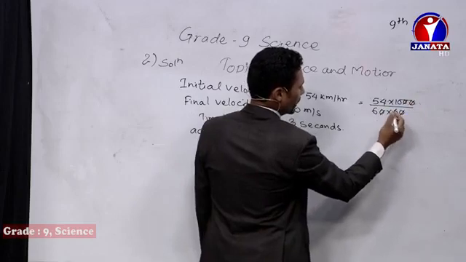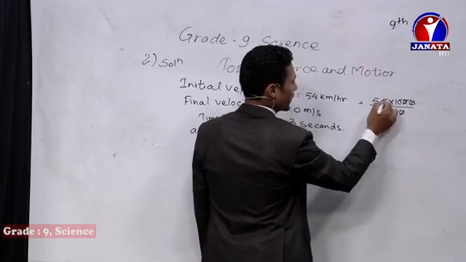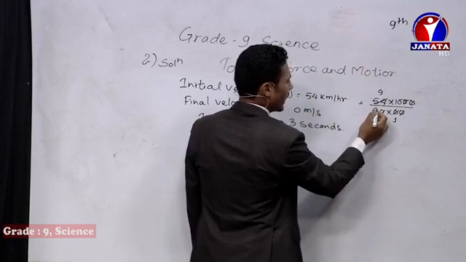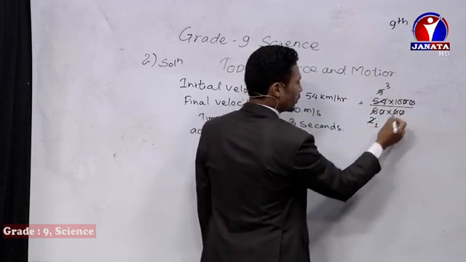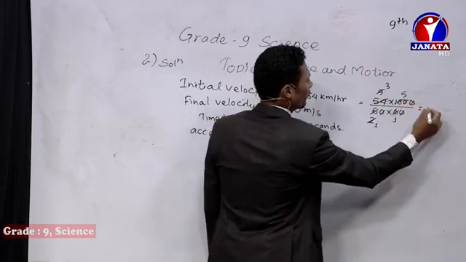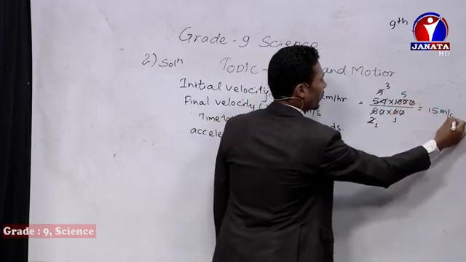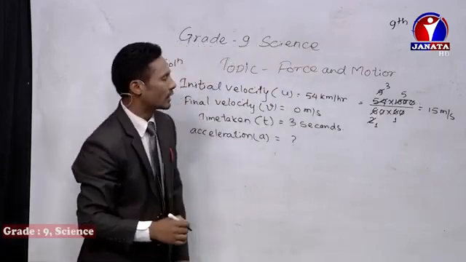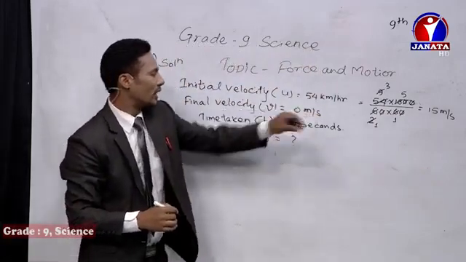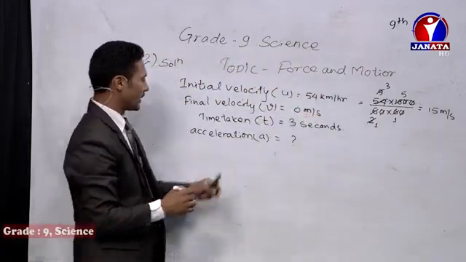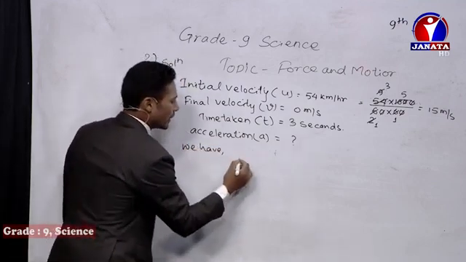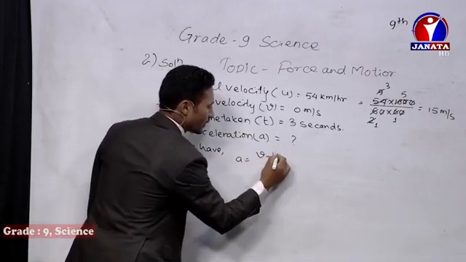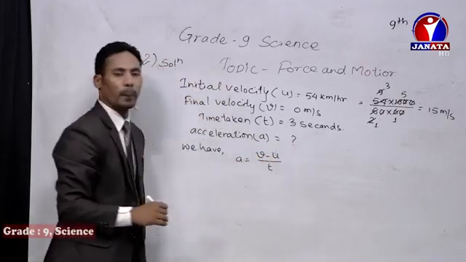So this one is 6 1 6 and 6 9, right? And this 3 2s are 6, and 3 3s and 2 1s are 2, 5. So this one is 15 meter per second. Now we need to calculate this acceleration. So we have the formula: acceleration equals to v minus u by t, right?